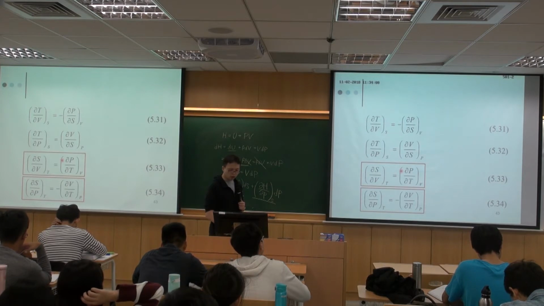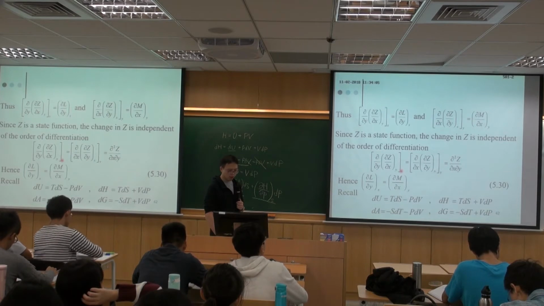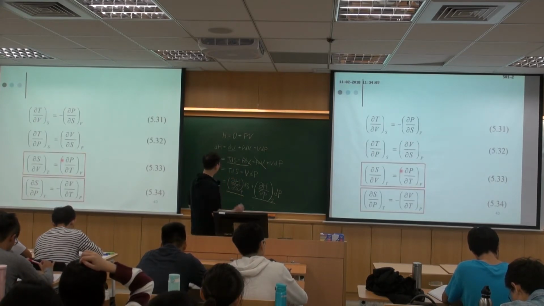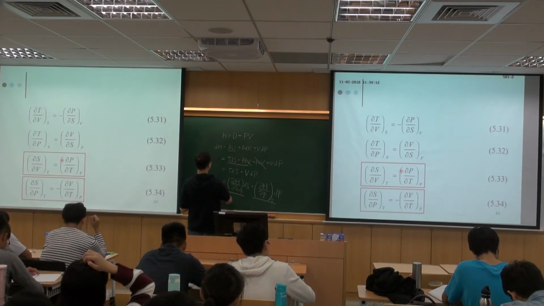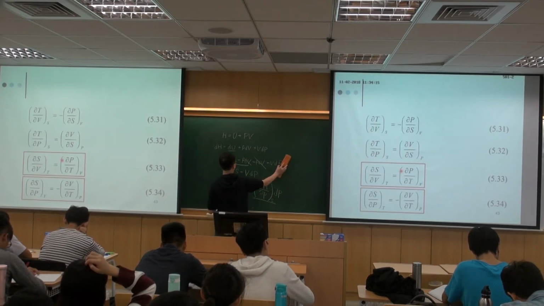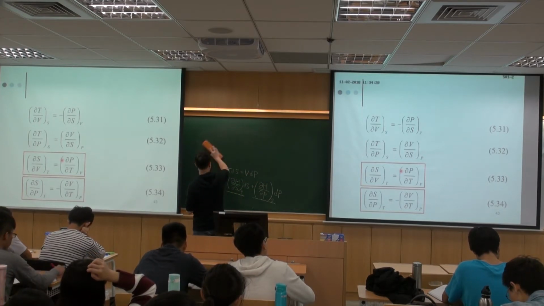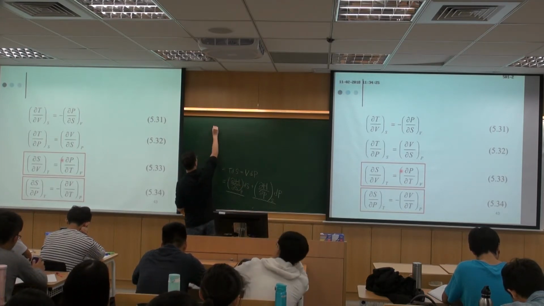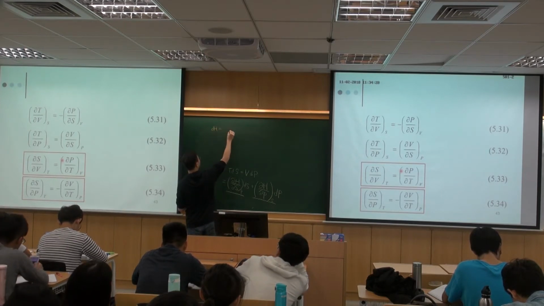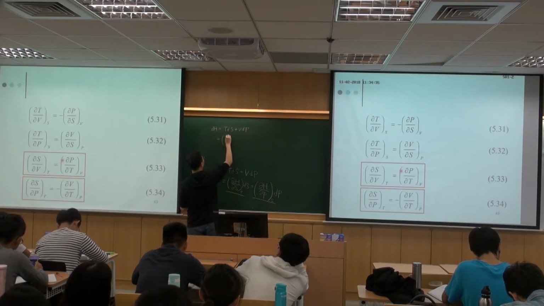And if you don't know how to derive this, we can, of course, pick one to check. For instance, maybe we can use this one. So right now we have, let me rewrite this. Let's say, here we have dH is TdS plus VdP.